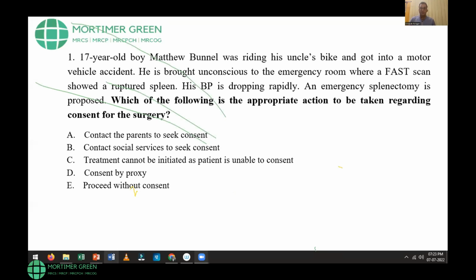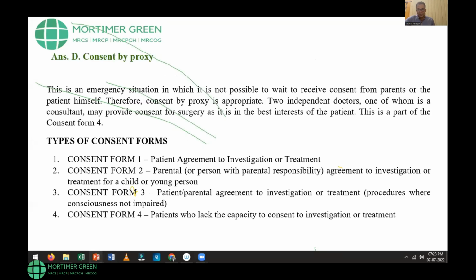Yeah. So in this particular case, the answer is consent by proxy. When I say consent by proxy, there is an emergency situation where you don't have to wait for the patient to give consent. So this is called consent by proxy, where two independent doctors, one of whom is a consultant, provide consent for surgery as it is in the best interest of the patient. So this is a part of consent form 4.